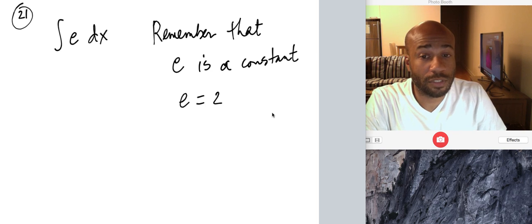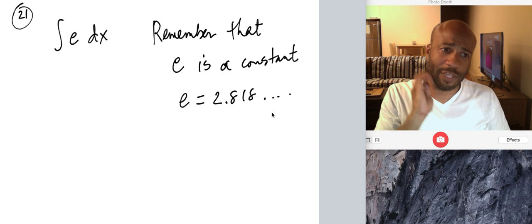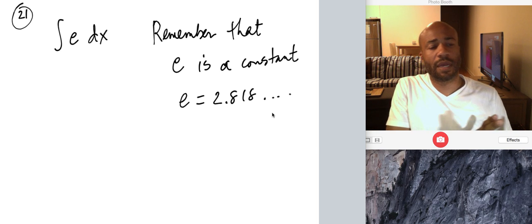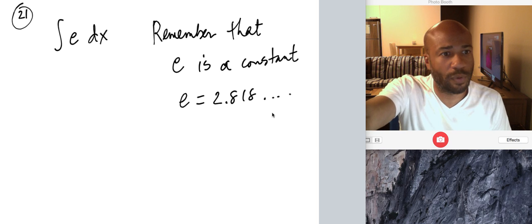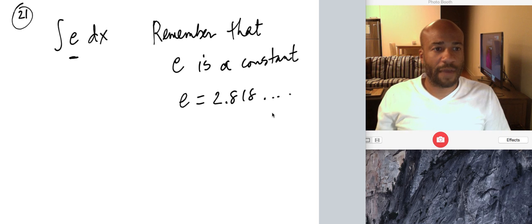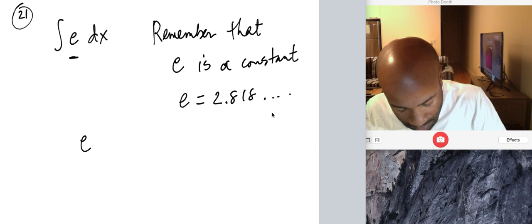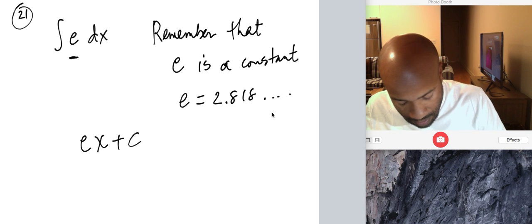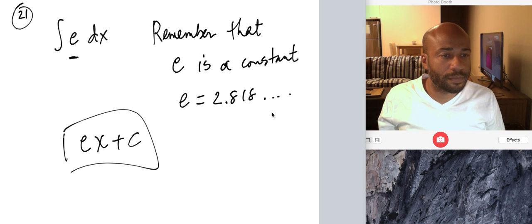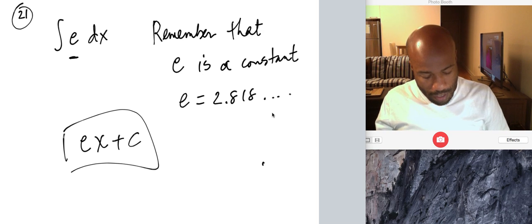So e is equal to 2.718, goes on forever. It's a non-terminating decimal. So because e stands for a number, it's the same thing as saying having 2.718 right here. Well, if I just have a constant inside the integral, then all I'm going to do is add an x. And that's your integral. I mean, that's your antiderivative. e times x plus c. So that one's good.